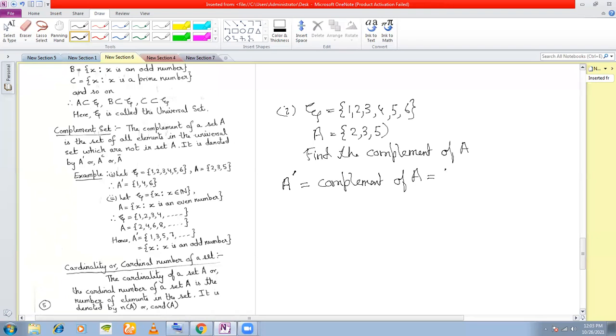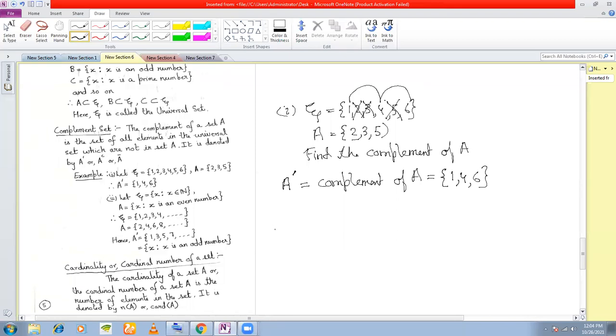This complement set is nothing but all the elements that are not there in A. So you see that 2 is there in A. That means we cannot have 2 in A complement. That means we can have 1, we can have 4, and we can have 6. Because 2 cannot be a part of this complement, 3 cannot be, and 5 cannot be. So what are the elements left? 1, 4, and 6. So all the elements of the universal set from which you have removed all the elements of A, then you get the complement set of A.